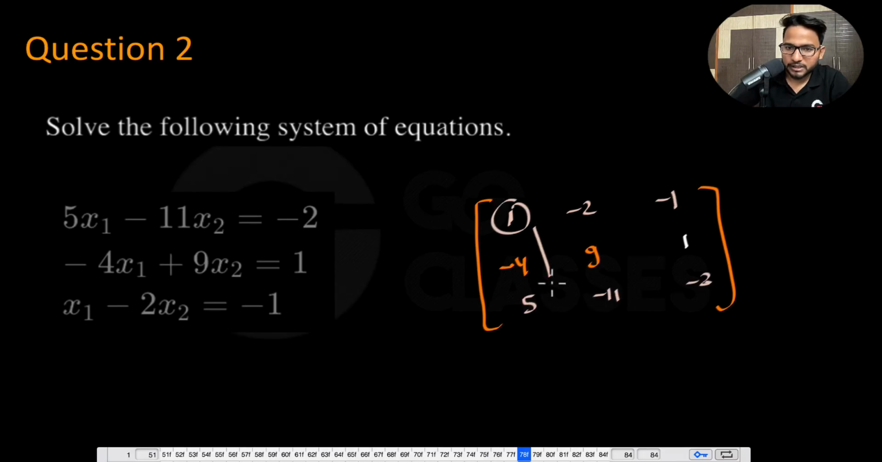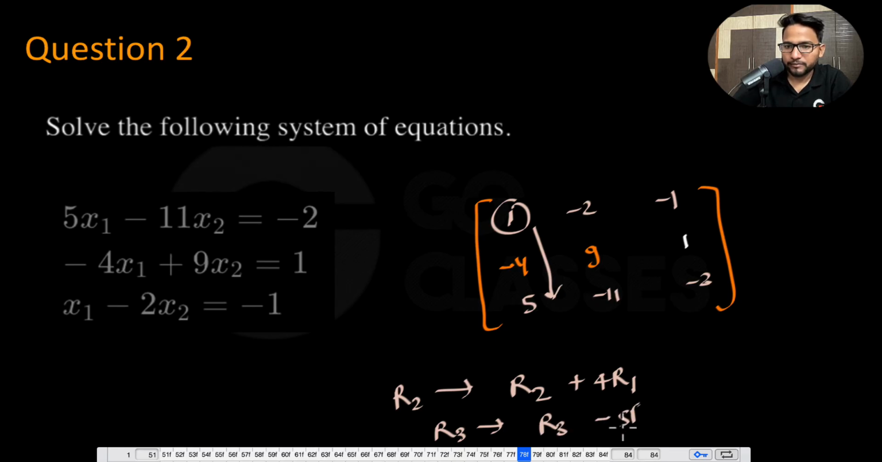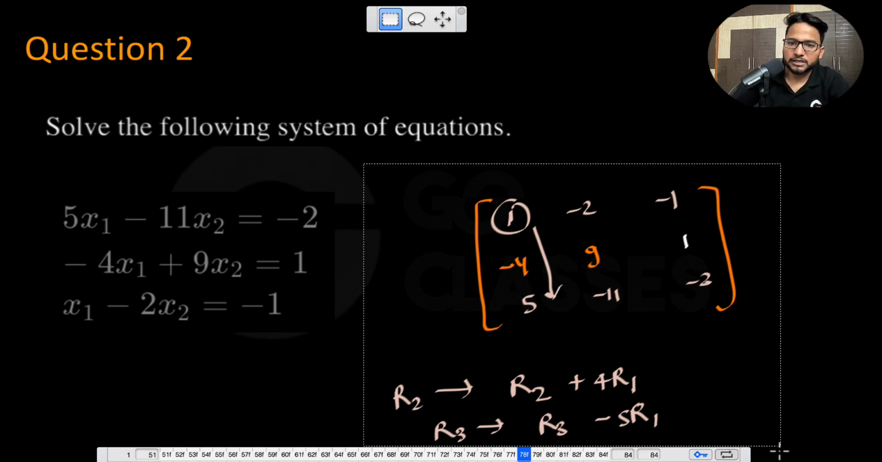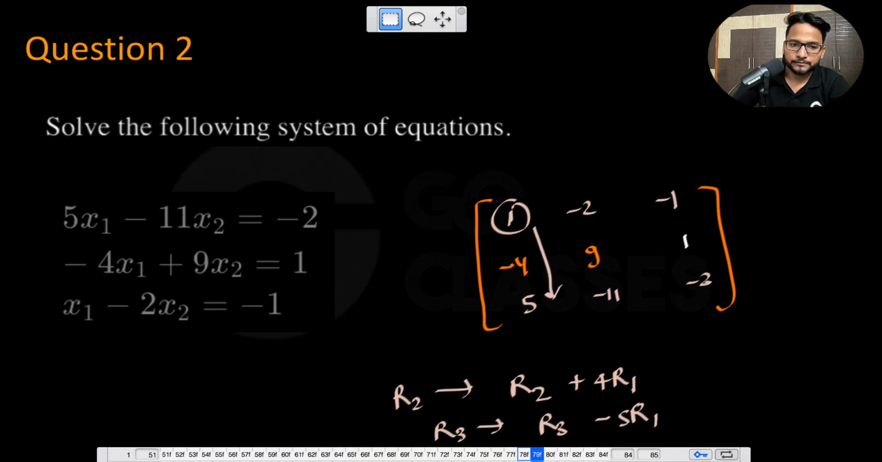And then let's make these zeros. If you want to make this 0, this is R2, you can say that R2 should be R2 plus 4R1. And then if you want to make this 5 a 0, then this is R3 minus 5R1, right? Cool. So let's go to the next page and solve this particular set of equations.